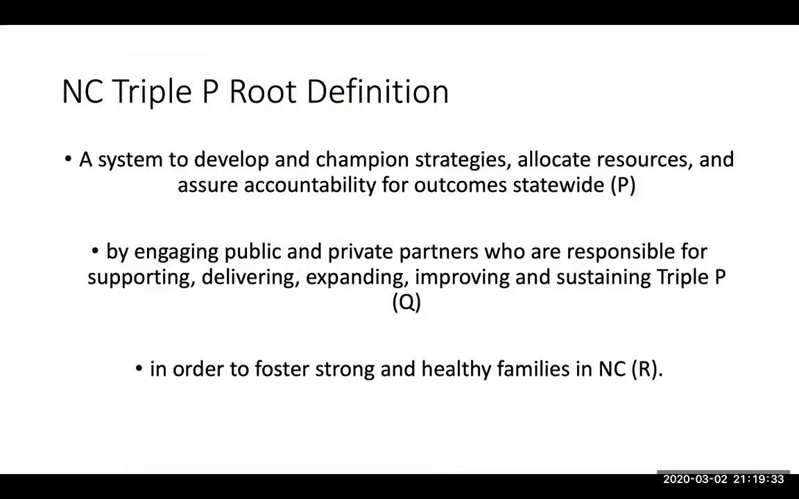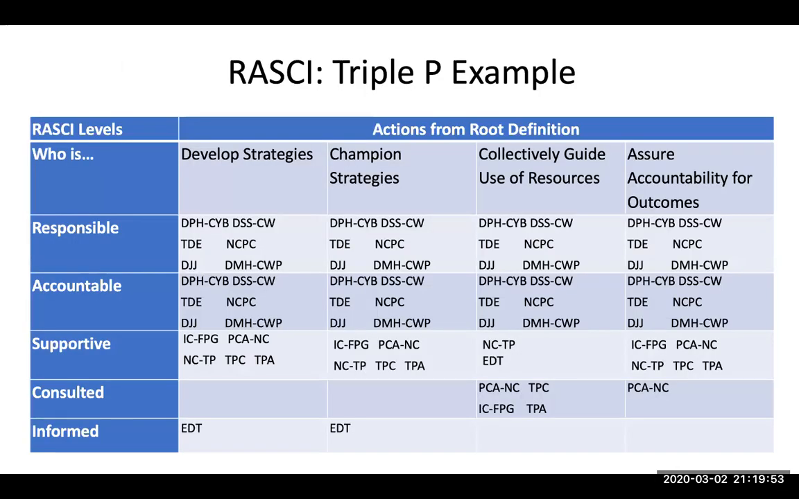From that root definition, there were a series of actions or goals for the governing system to accomplish. Those were to develop and champion the strategies, allocate the resources, and assure accountability for those outcomes across the state. To figure out who was responsible and accountable for those core functions, we used a RACI analysis. A RACI analysis looks at who is responsible, accountable, supportive, consulted, and informed in order to accomplish a set of priorities or key goals. Those who are responsible actually carry out the work.